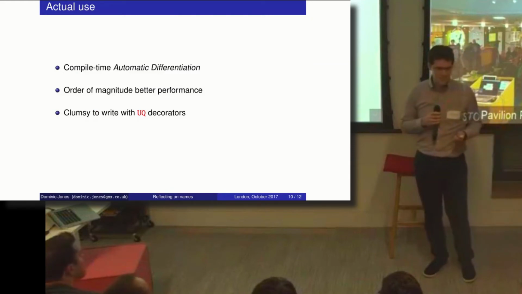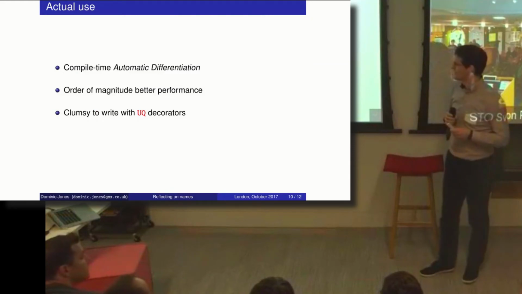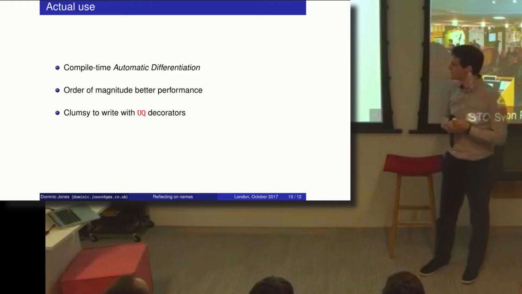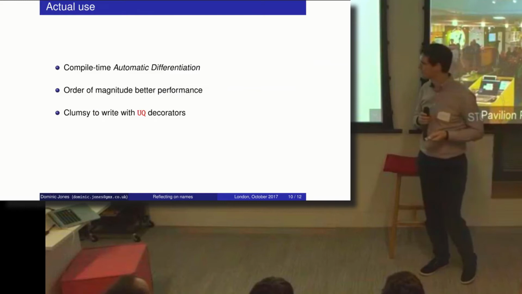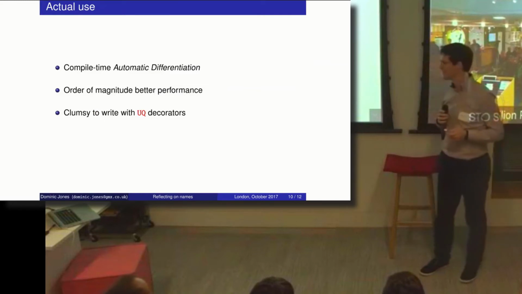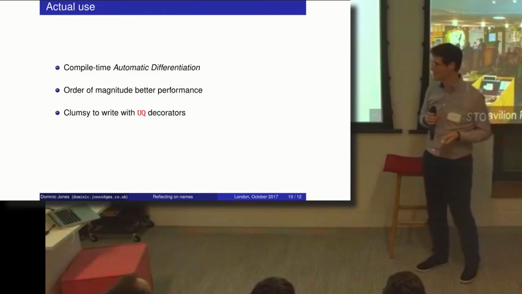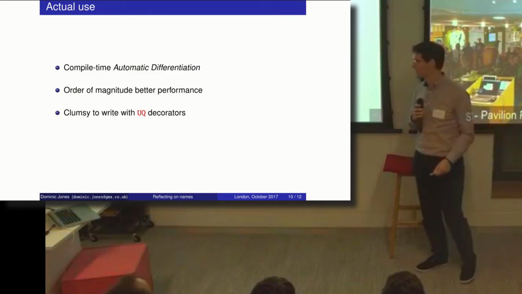Why am I trying to do all of this? Well, I've been working on automatic differentiation for about 10 years, and all the tools available are pretty slow. I'm not surprised that the uptake of automatic differentiation is slow. It's very slow. It's because the tool itself is very slow.